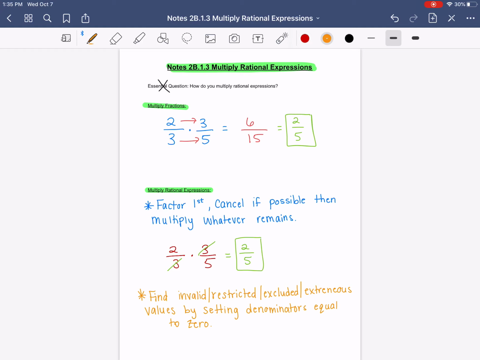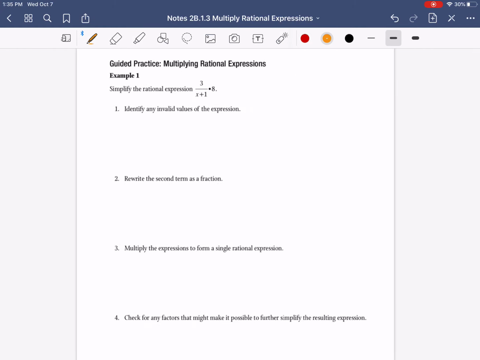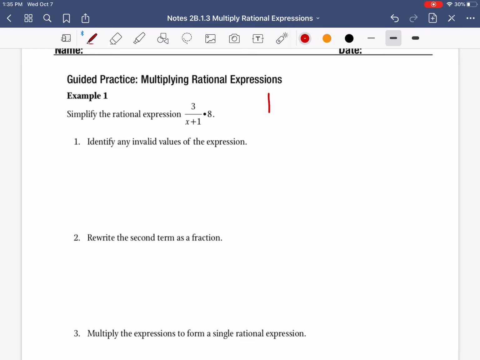All right, we're going to take a picture of this. This is going to go into your slides presentation. Let's go do our examples. This is in workbook, unit 2B.